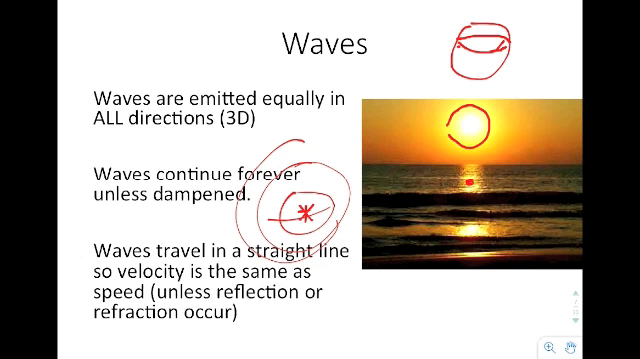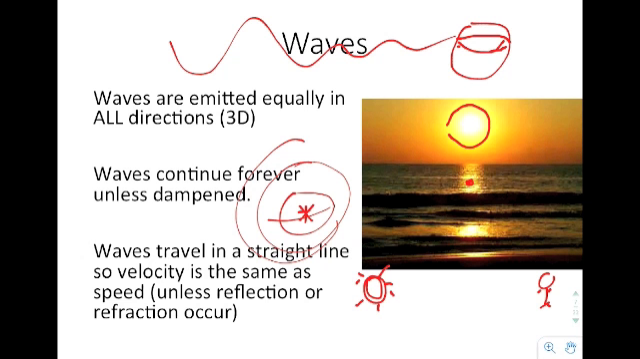Now, these waves will continue forever unless they are dampened. By dampening, what I mean is they actually start to get smaller, so some of their energy goes away. You can see that if you're ever really close to a bright light, and you go further away, it's nowhere near as bright because the energy has been dampened. It's been spread out.